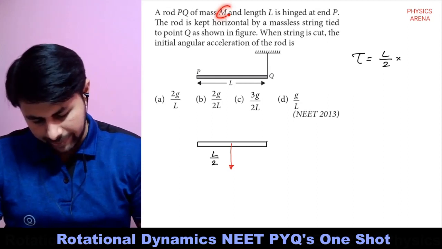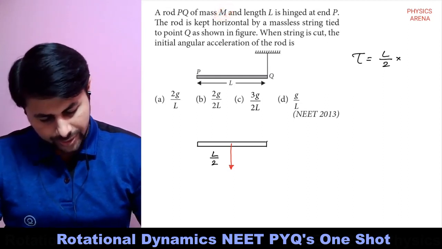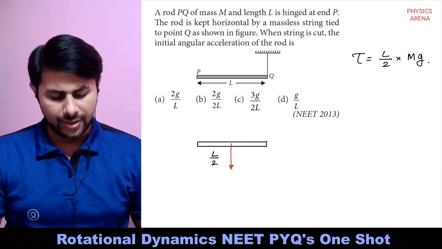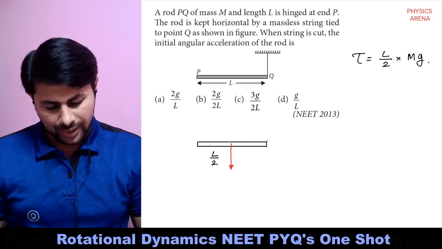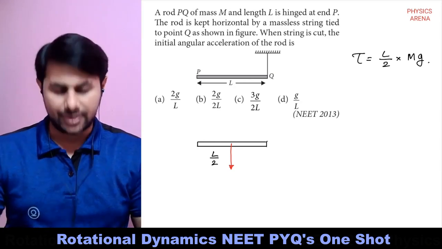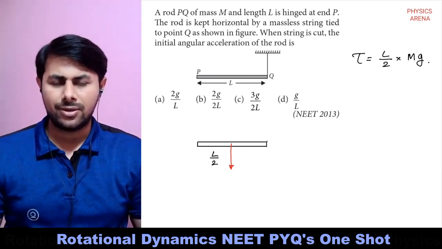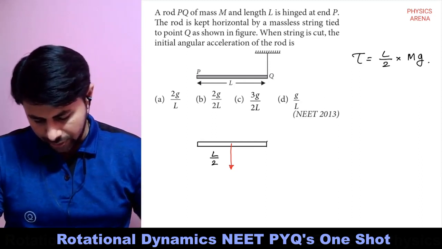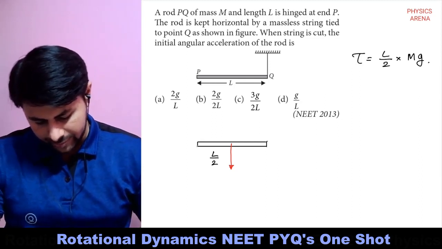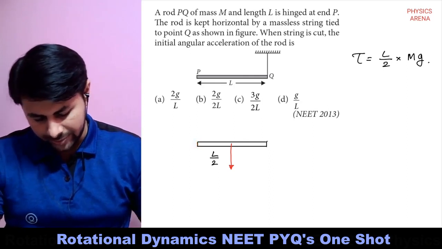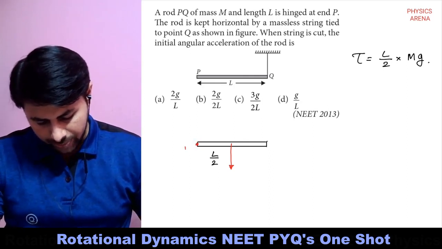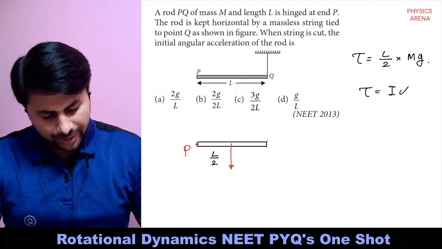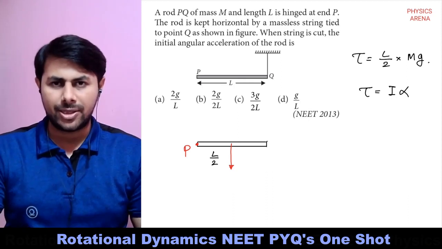So its mass is m. So weight will be equal to what? M multiplied by g, right? This much is torque, and we want angular acceleration. So torque is also equal to I multiplied by alpha. Okay. So it will rotate about this point, right? It will rotate about this point, point P. So torque is also equal to what? I multiplied by alpha. I is the moment of inertia.